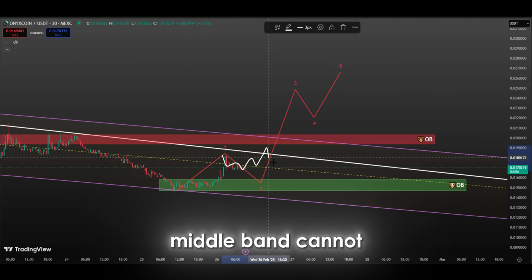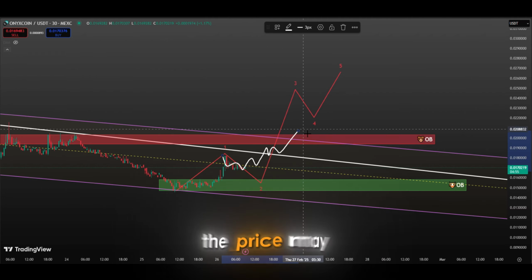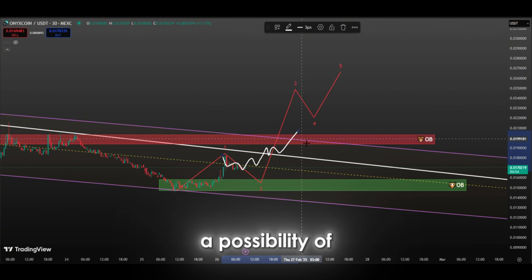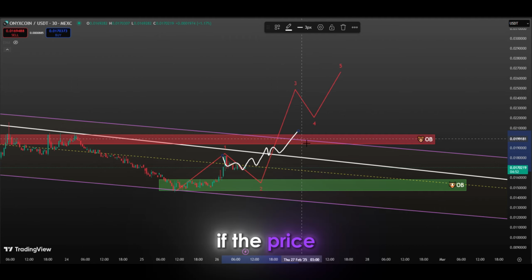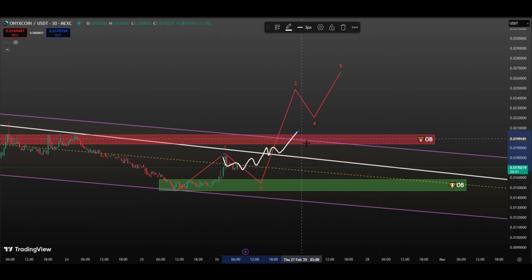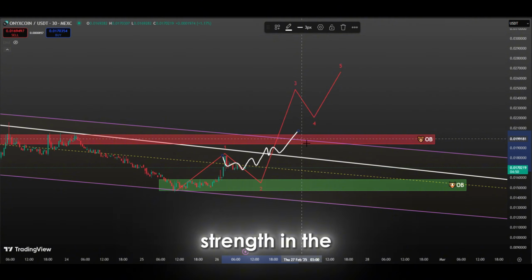However, if the middle band cannot be breached, the price may face downward pressure again, and there is a possibility of a pullback towards the lower band of the channel. If the price tries to break above the middle band, it could be a sign that the bulls are gaining strength in the market, and if it breaks it, it will move to the upper band.